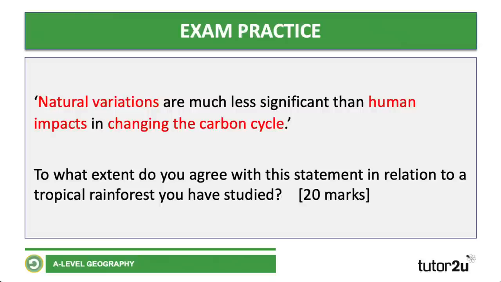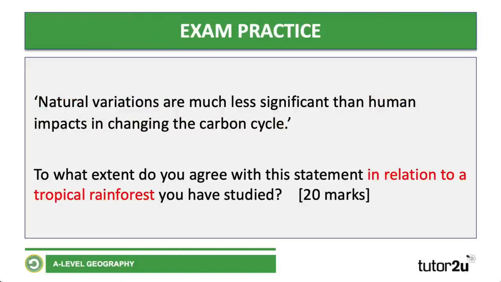So thinking about human impacts with the carbon cycle, we've already looked at the idea of it not just being burning fossil fuels, but thinking about the impacts of things like agriculture, land use change, deforestation. And then we're looking at this in changing the carbon cycle. So the systems approach here is crucial. Thinking about how we've got these different stores, these different flows, and how those are affected by natural variations and by human impacts. We need to be thinking about the systems approach underlying our thinking all the way through.